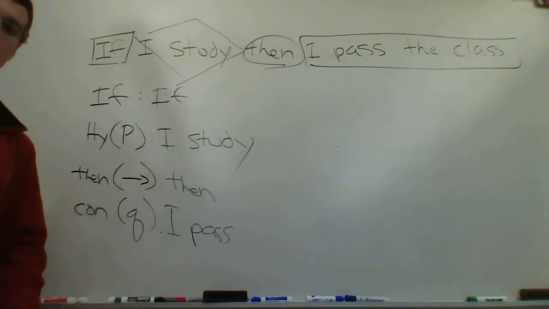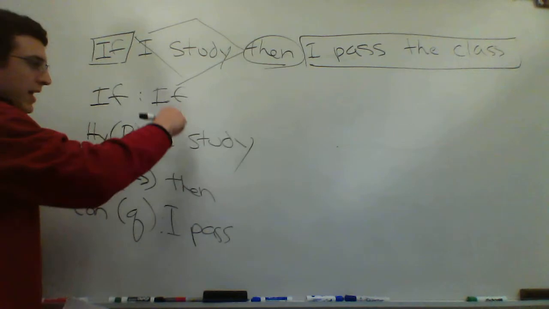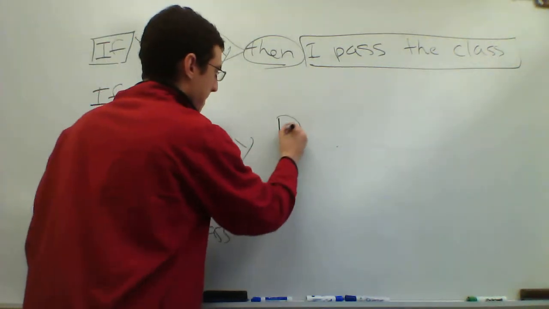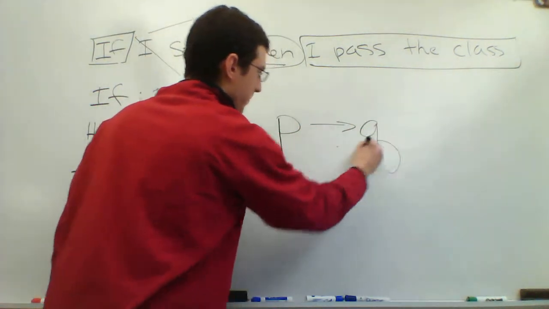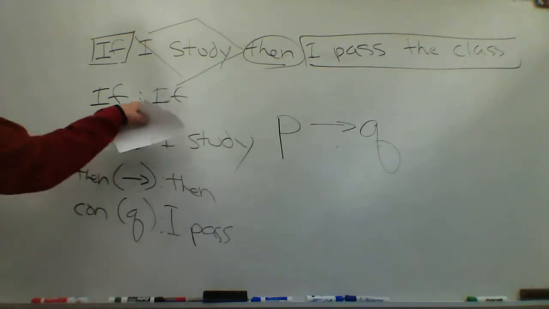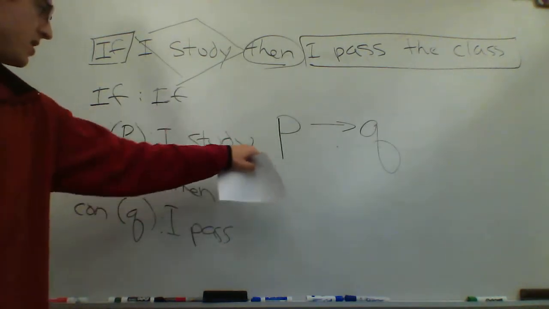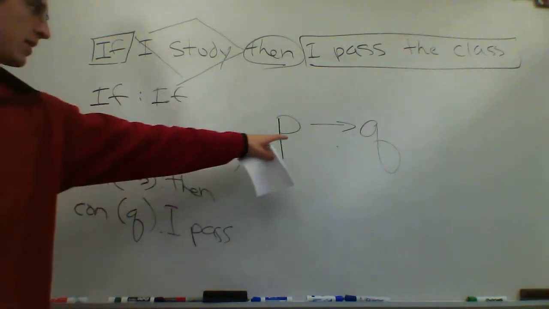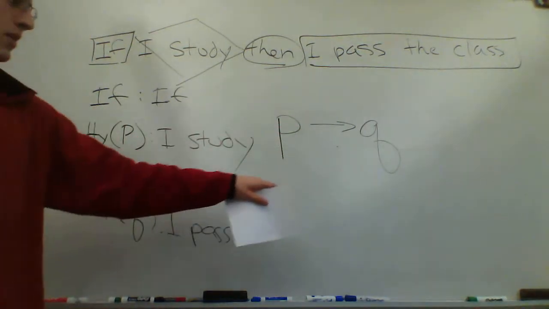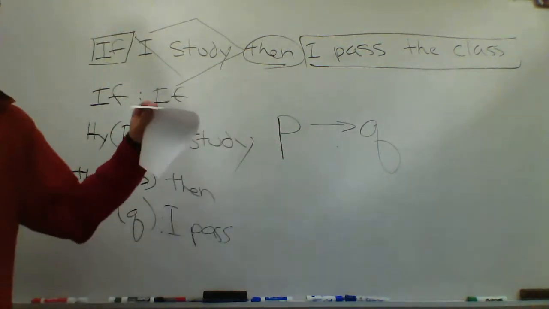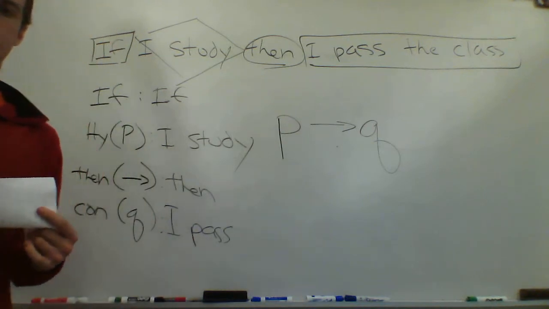This will become more important as we move forward. So, again, one last time. P to Q, that is your conditional statement. If gets dropped out. P, I study. Arrow, then, and Q, conclusion, I pass. If I study, then I pass.